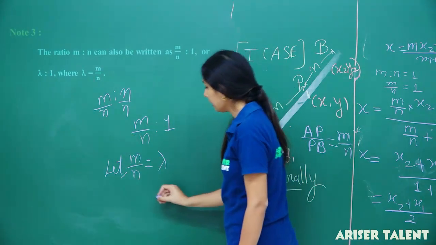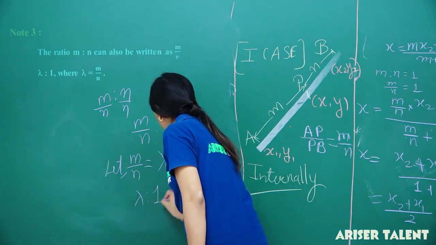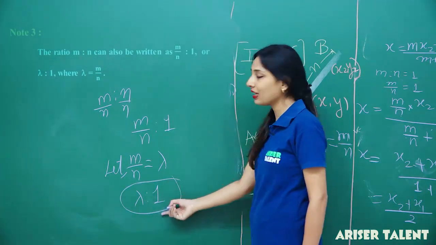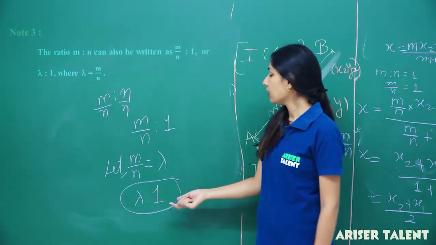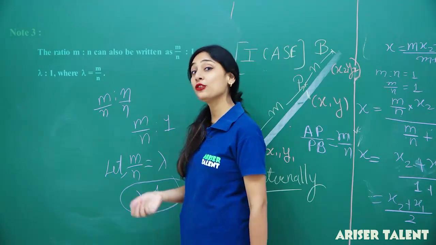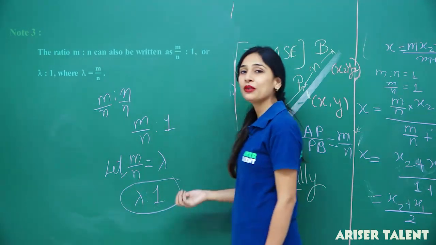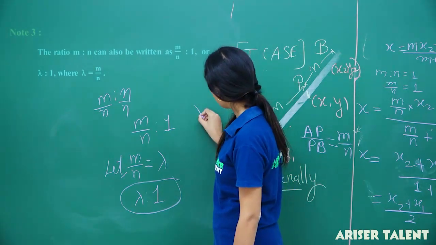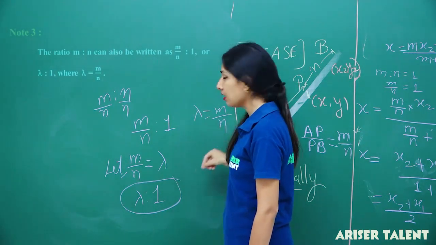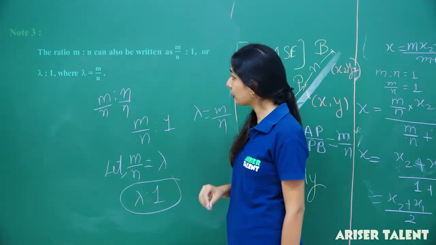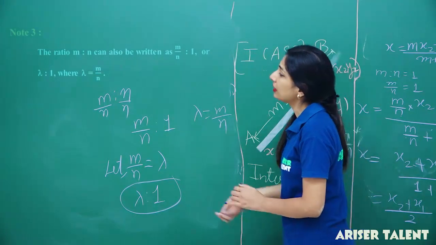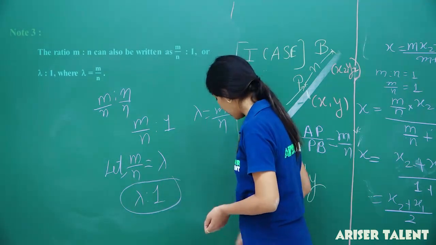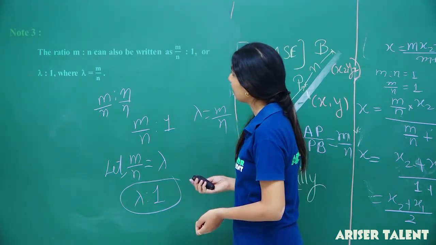So if I write lambda here, the ratio is lambda to 1. Now in your questions, you can also have the proportion given as lambda is to 1. So if it gives you lambda is to 1, that means lambda is the value of m by n. Getting my point? So that can also be written as lambda is to 1, where lambda equals m by n. Now you understood it, students.